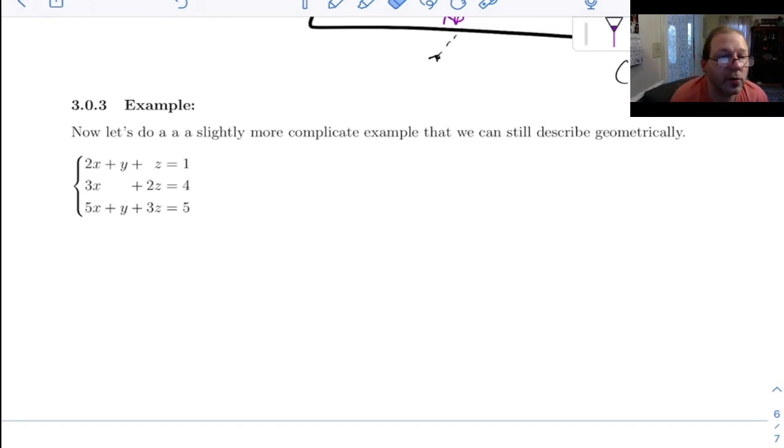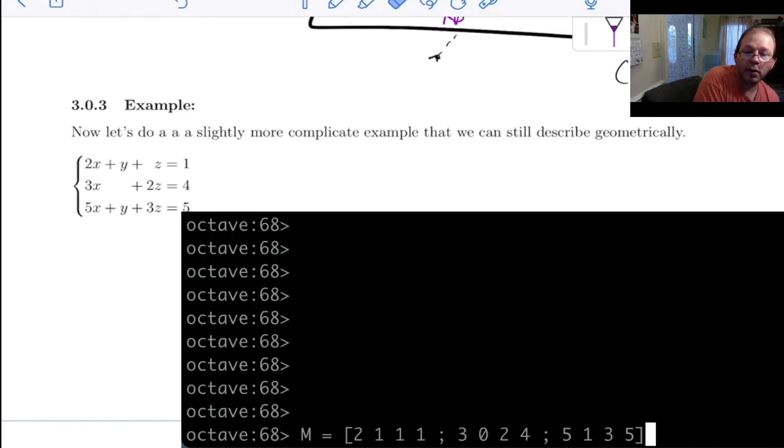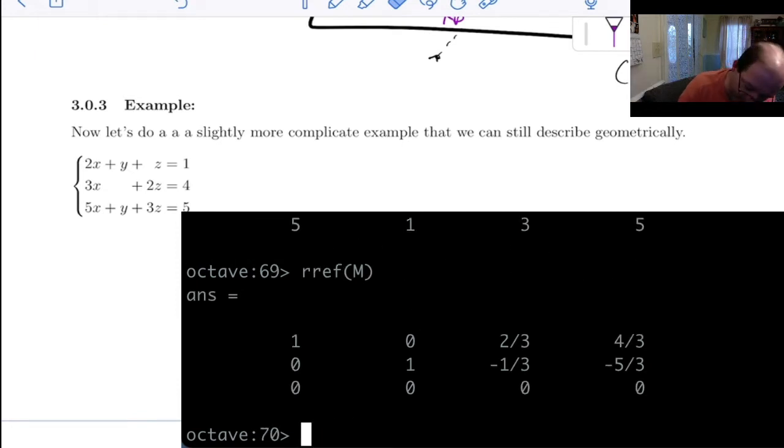Okay, let's do this example. It's slightly more complicated than the last one, but we can still describe it geometrically. So we've got this system, and I've already put that into Octave, the matrix M. And so when I row reduce it, I get this. So the top row is 1, 0, 2/3, 4/3. Next row is 0, 1, negative 1/3, negative 5/3, and then a row of all zeros.